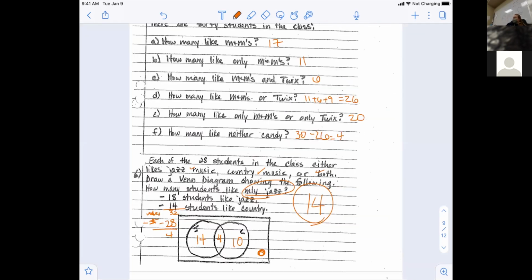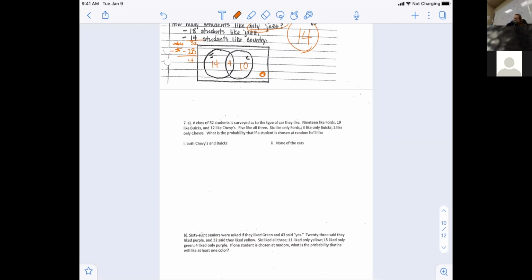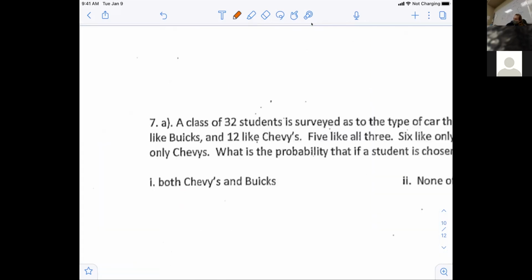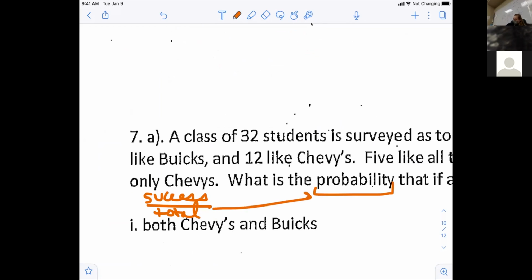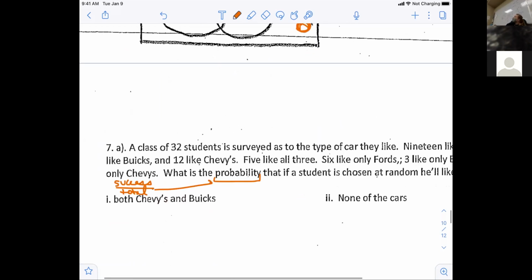This next one, we're not going to just find how many students. We're also going to find probabilities. And remember that probability means that we're doing success divided by total. So just something to think about in this problem: as we say probability, that's success divided by total. Okay.